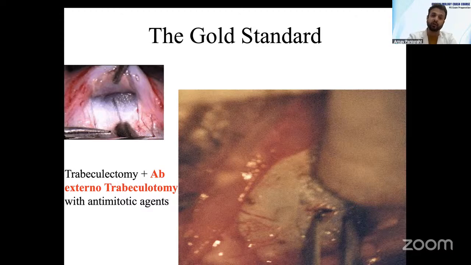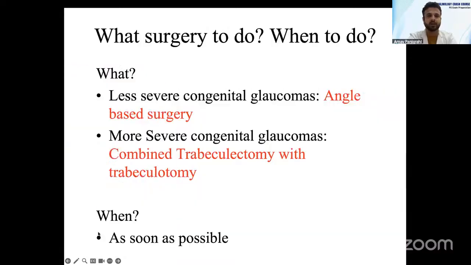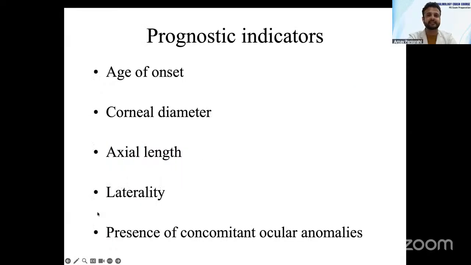This is where we do the gold standard surgery, a combined trabeculotomy-trabeculectomy. How do we decide? Eyes with less severe congenital glaucomas, mainly PCGs, go for angle-based surgery. Eyes with secondary glaucomas and more severe PCG go with a CTT. No delay, as soon as possible, when the child is stable enough for anesthesia.